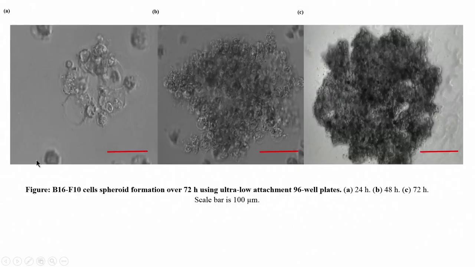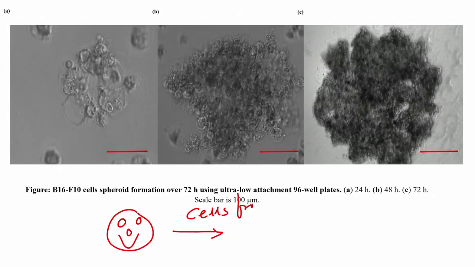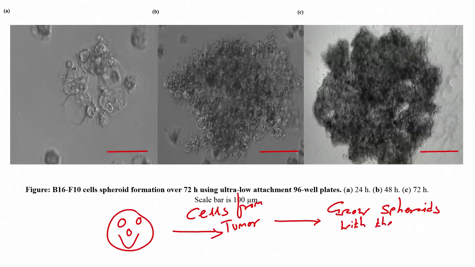So what is the idea? Let's say for a given patient, we take the cells from the tumor and we grow spheroids with the patient cells.